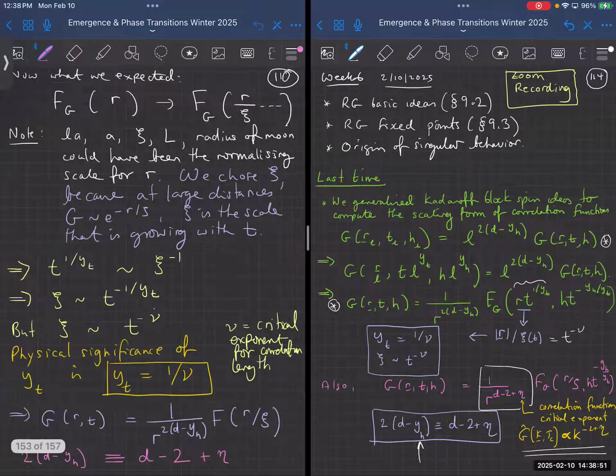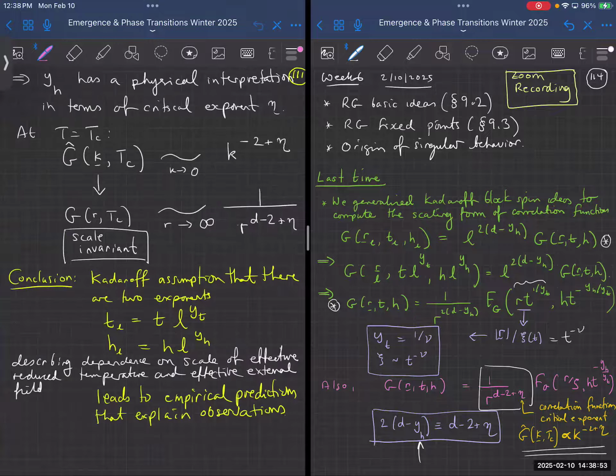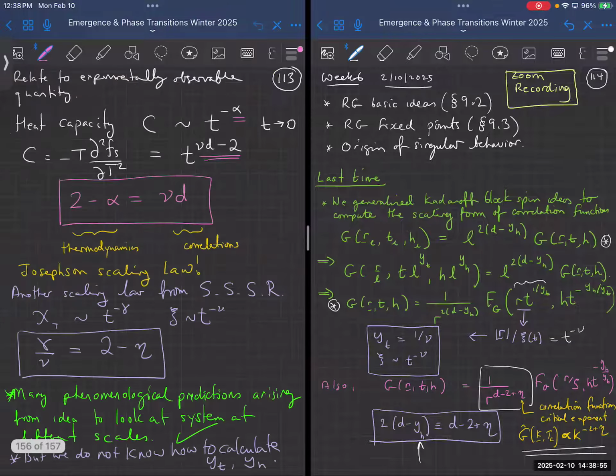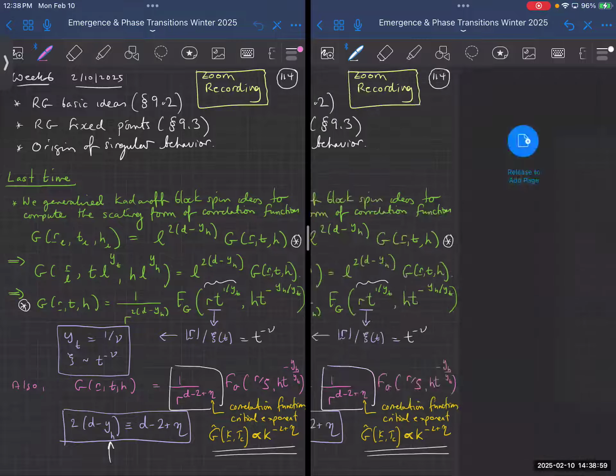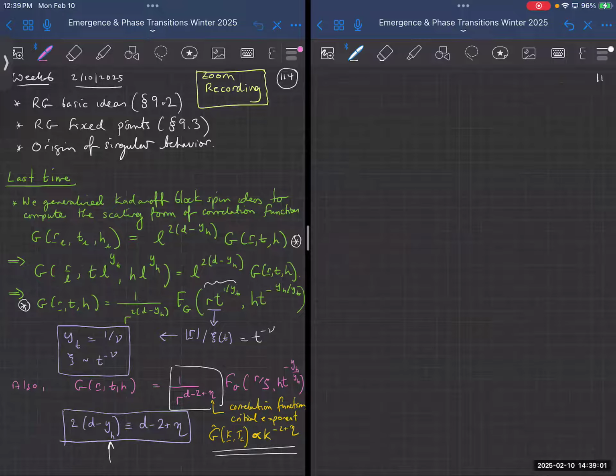Okay, so that's what we did last time. We derived some scaling laws as well, which I'm not going to go over. So today we are going to start on the renormalization group. Our goal now is to follow section 9.2 of my book on the basic ideas of the renormalization group.